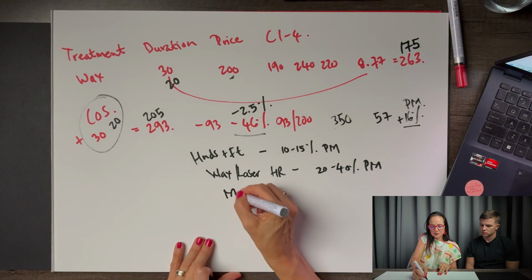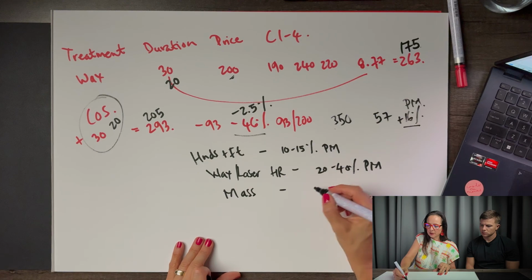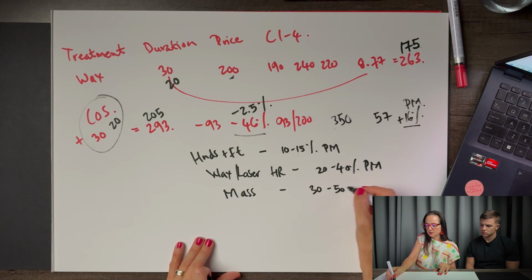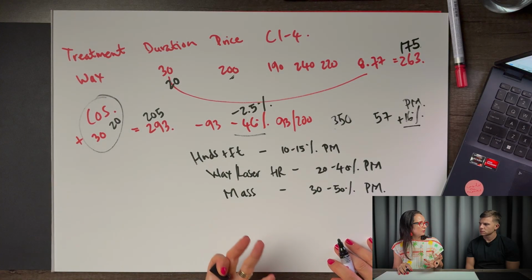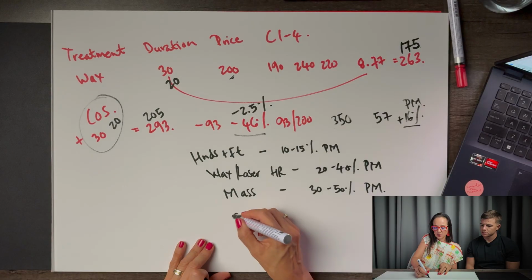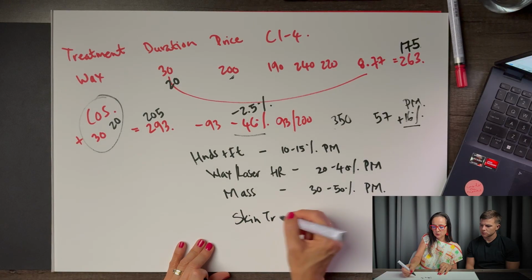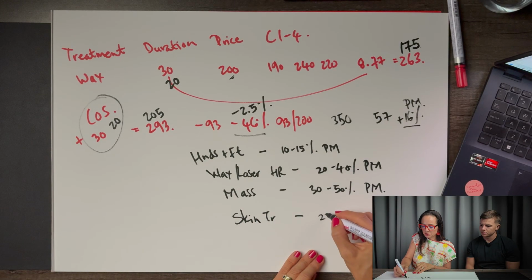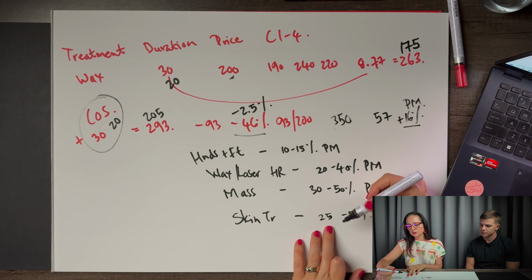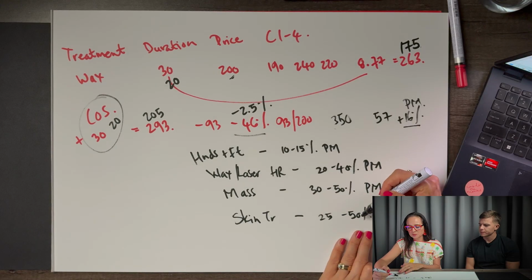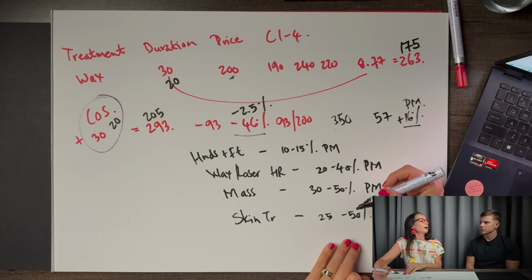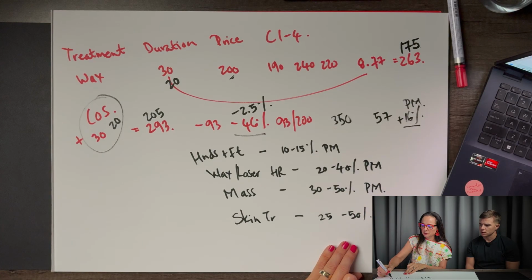And then with your massages, you look at a 30 to 50% profit margin. It's quite a nice price that you charge for massages, and it doesn't have a lot of product that you use. And then lastly, with your skin treatments or your facials, you want to vary between 25% to 50%. So 25% is more like your hydrating and deep cleanse type of facials, where 50% is more like your microneedling and your peels and those type of treatments.